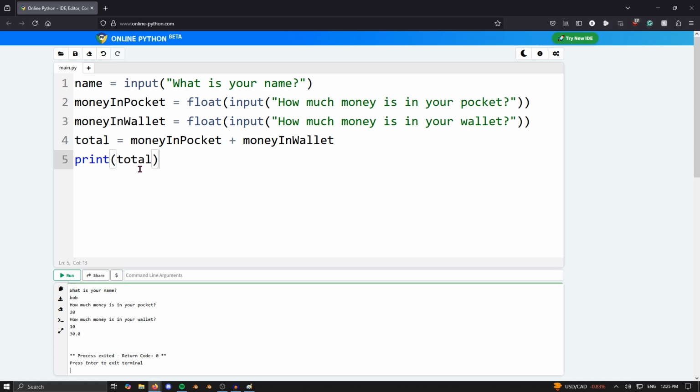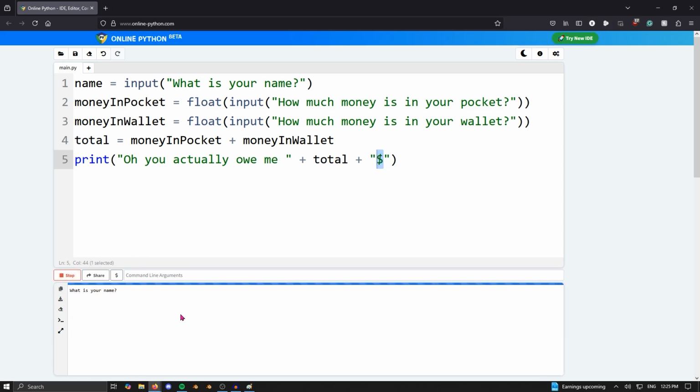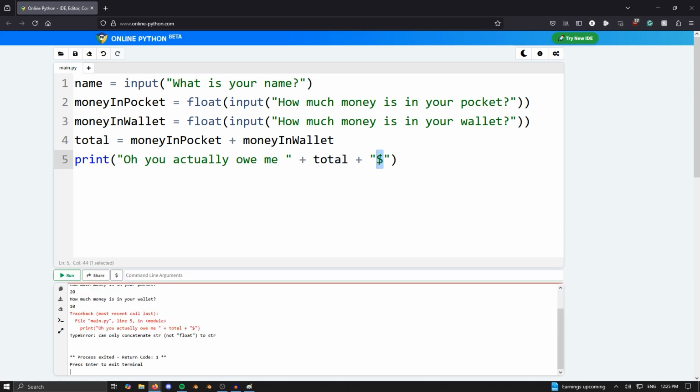So then you might be thinking to yourself, okay, problem solved, but well, let's see. So this is what we should get now, right? We can bring back our print statement. You actually owe me, this should say 30, and then this is $. Will it work? What is your name? Bob, 20, 10. We get another error. So why is this happening?